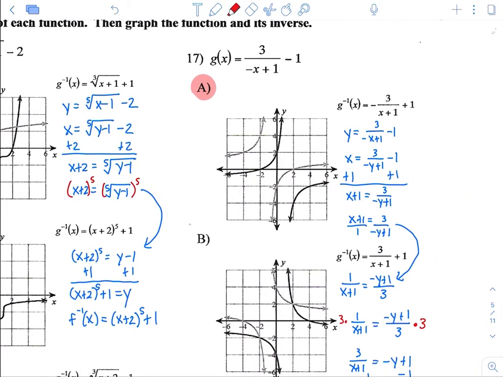17. Alright, so change the g of x to be y. Switch x and y variables, so this is x now and this is y. Now we just solve for y, so we add 1 to both sides, so we get this. I don't like how the y is in the denominator, so I'm going to put x plus 1 over 1. Same thing. And then I flip both of them. So now negative y plus 1 is over 3, but then on the other side, it's 1 over x plus 1.